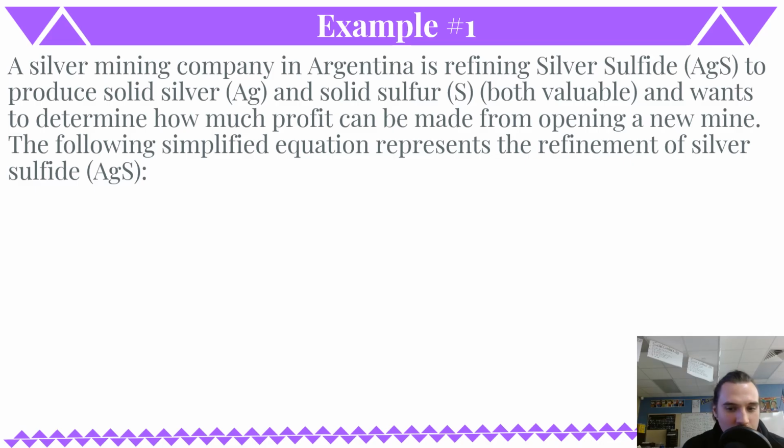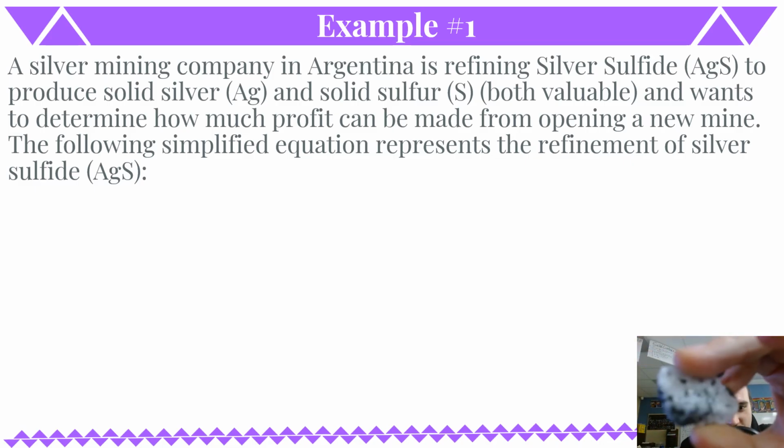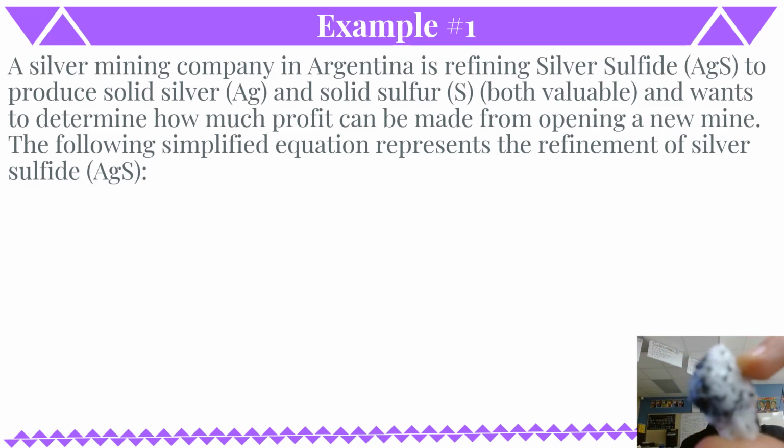Now, for example, I've actually got a piece here of argentite, all right, which gets its name because it has the chemical argentum in it, which is actually just the element silver. So its Latin name, argentum, gives it the argentite name. So let's say there's a silver mining company in Argentina, which is named because it has a lot of silver there, is refining silver sulfide, so a crystal like this. All right, I might actually do this at some point, to produce solid silver, which is very valuable, and solid sulfur, also very valuable.